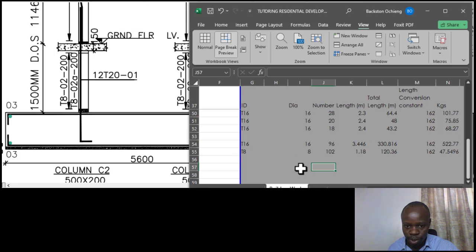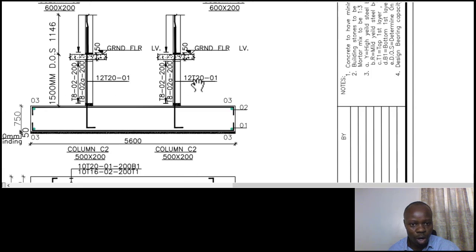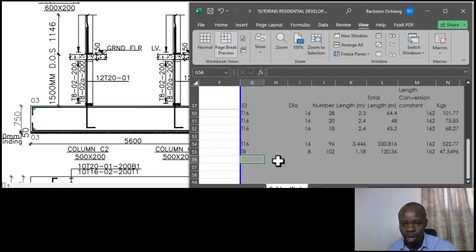So I'd like us to measure it. The first one, you can see here, it's 12T20, 01. So these are the main bars. So the processes we have done for the previous bar are going to be maintained. And you notice that these are C2, both of them. So, C2, all of them have typical details in terms of the sizes of the bars. So we'll take it on.